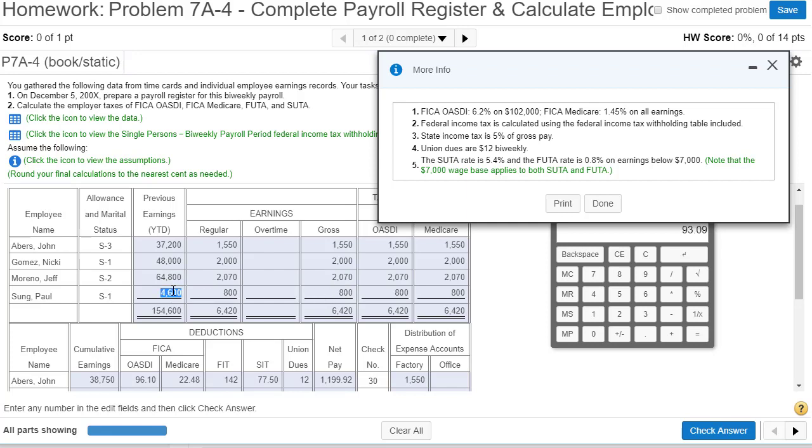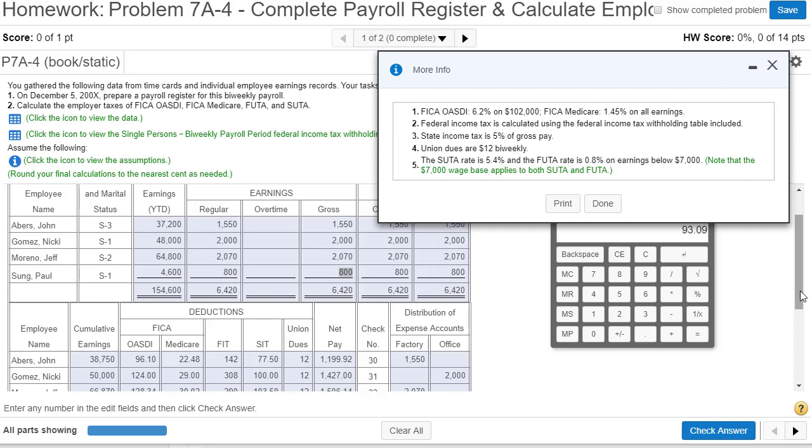And then we get to poor Paul. Paul is under the limit at $4,600, but we have to double check. Make sure you take his $4,600, add it to his gross pay of $800 to make sure he's still not over $7,000. He's not. So Paul's gross wages, $800, that's taxable, is the full $800. So the only thing that's taxable for FUTA and SUTA out of all these employees' salaries is Paul's $800.